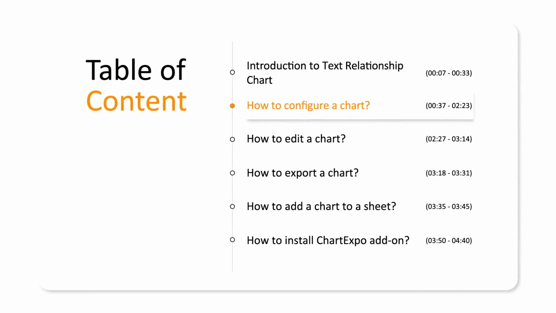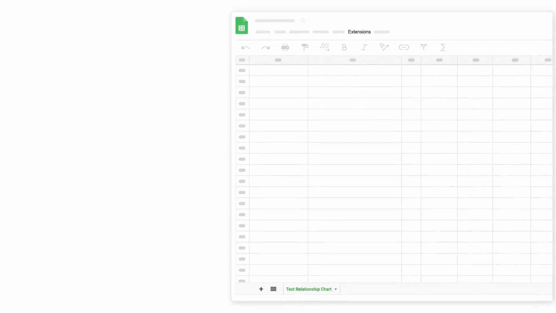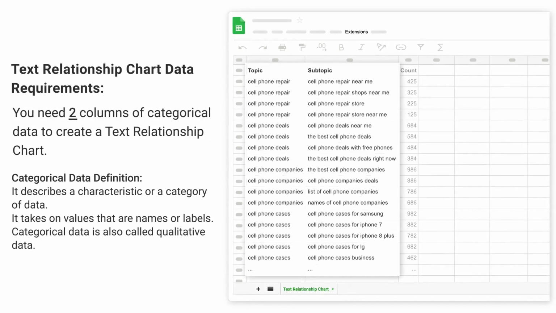How to configure a chart. Text Relationship Chart data requirements. You need 2 columns of categorical data to create a text relationship chart. Categorical data definition. It describes a characteristic or a category of data. It takes on values that are names or labels. Categorical data is also called qualitative data.